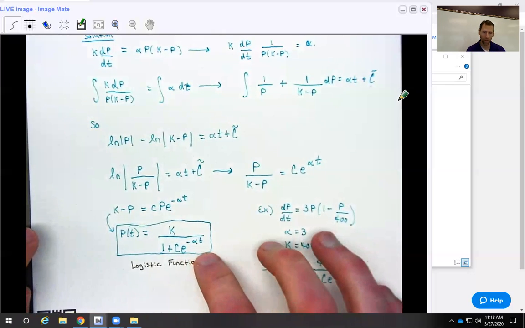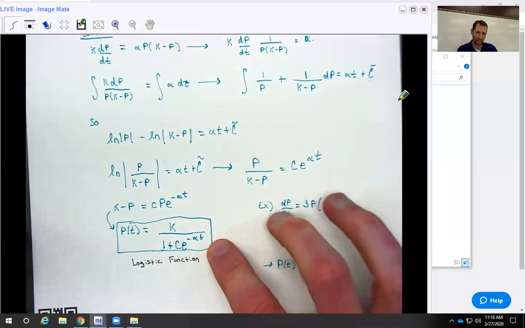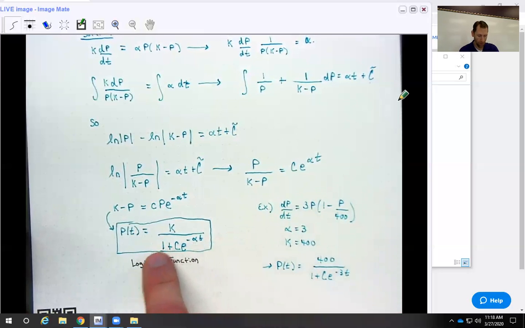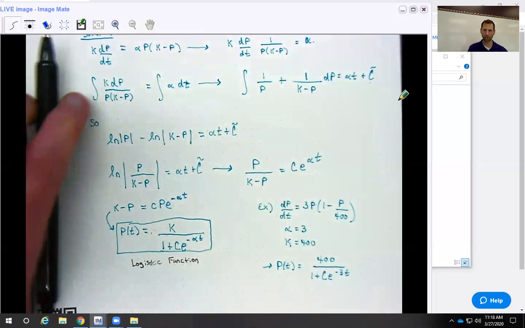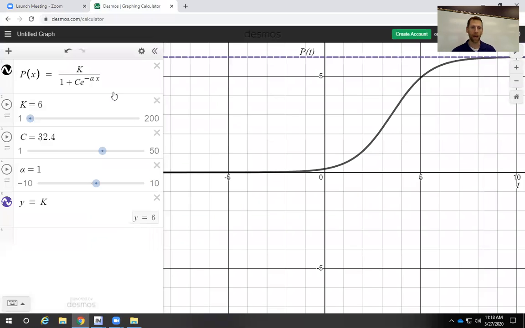Alpha is still the growth rate, k is the limiting capacity, and notice when t goes to infinity, then the denominator would approach 1, and so overall this function would approach k. So what I put over in Desmos here is that particular function. I'm using x as the independent variable here, but k is our carrying capacity, c is some constant of integration, and alpha is our growth rate.